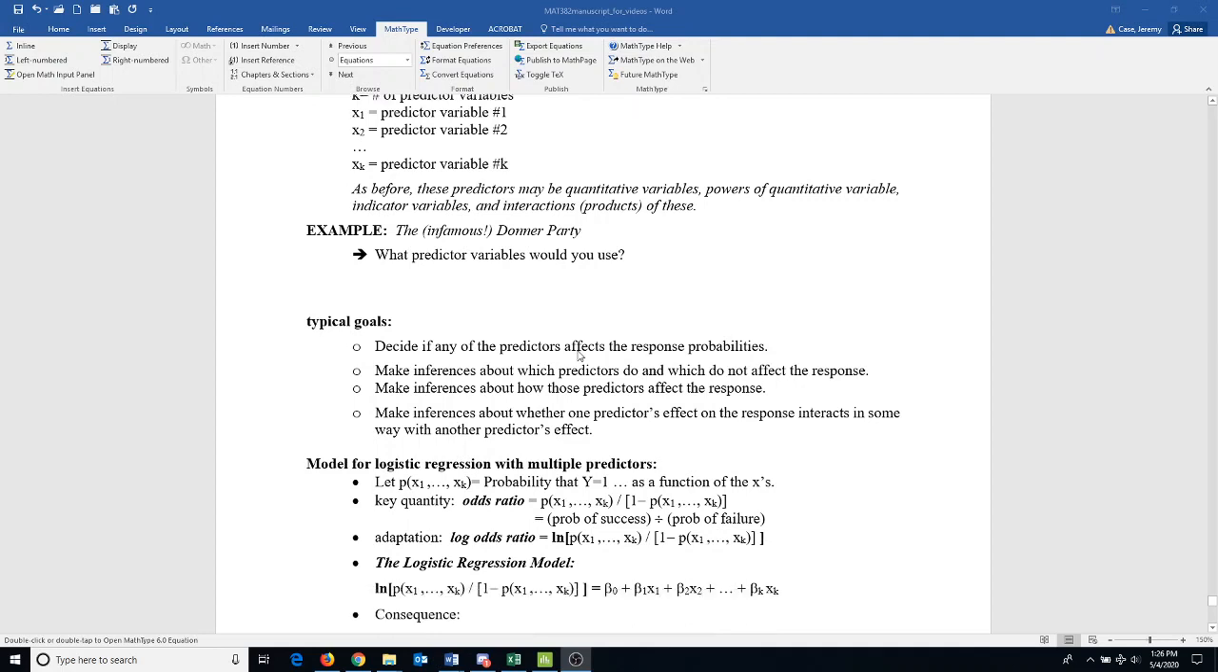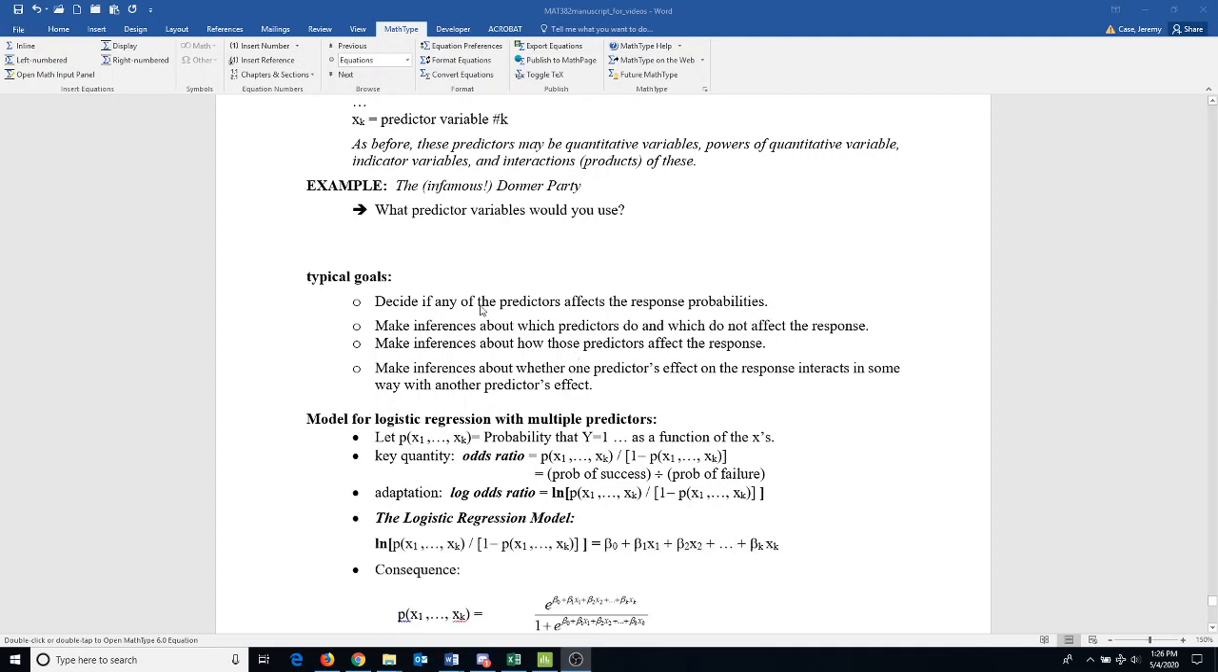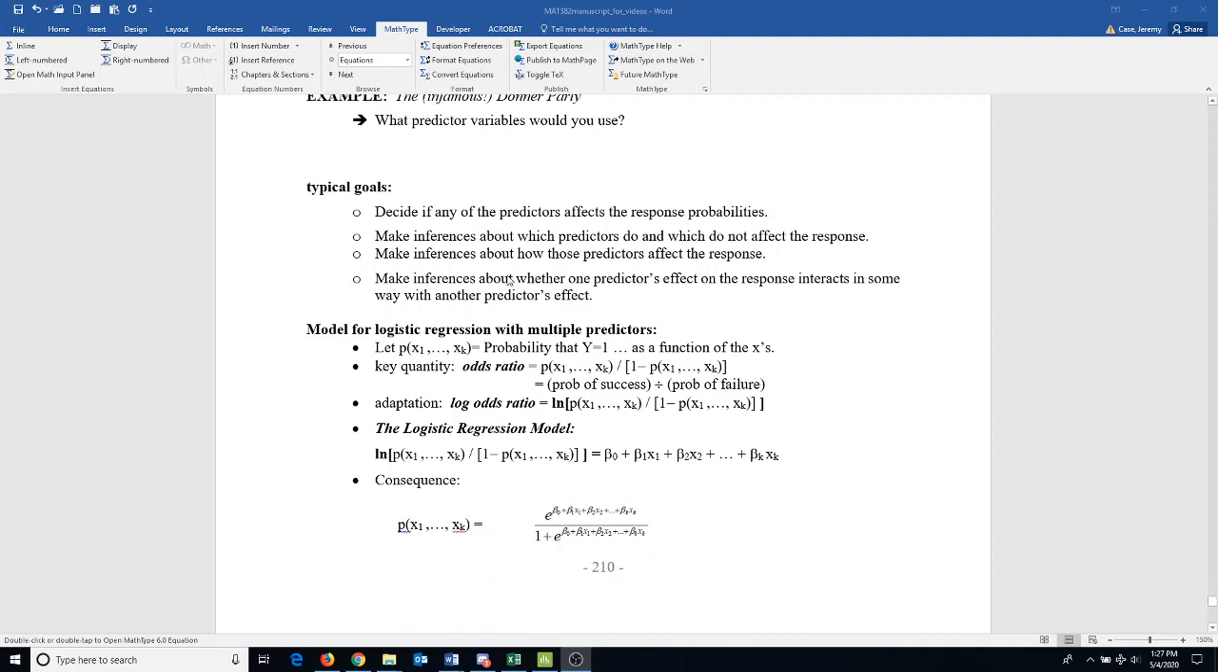And so typical goals are to decide if any predictors affect the response probabilities. There's something akin to the overall F-test. Make inferences about which predictors do and which do not affect the response. Again, that's sort of like our t-test or partial F-test. And make inference about how those predictors affect the response and whether they interact. And again, we're going to have to cut some of this out.